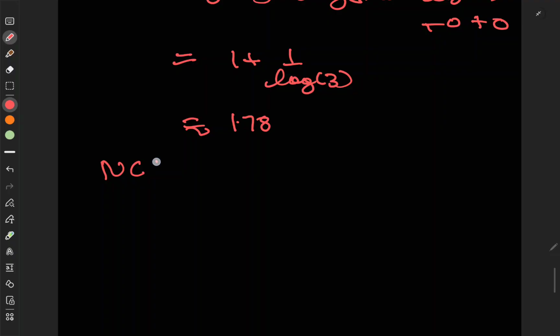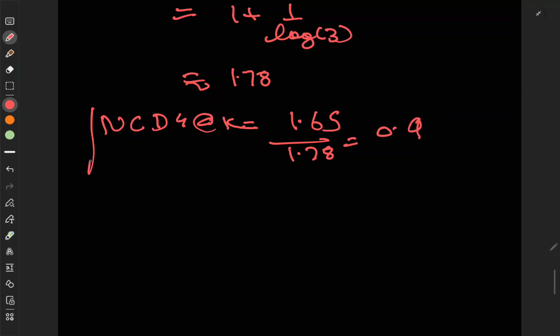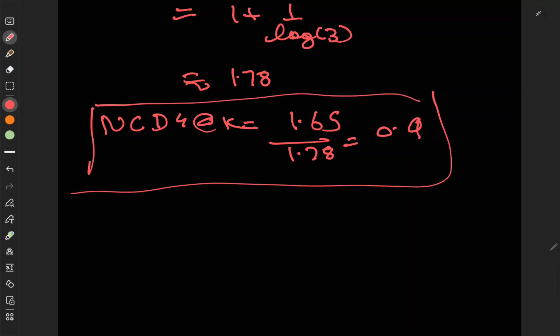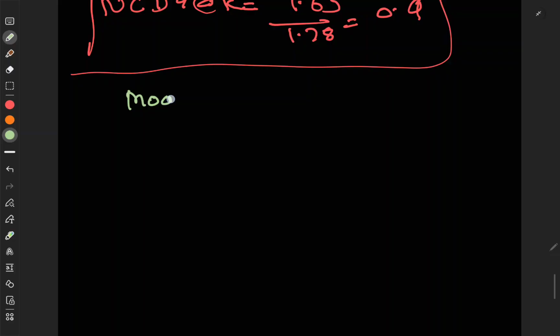And NDCG at the rate k would be calculated using 1.65 by 1.78, which comes out to be roughly 0.9 something. So it means that our ranking quality is good, right? Now, what can we do if at the time of evaluation our model is not good, or our evaluation comes out to be bad?